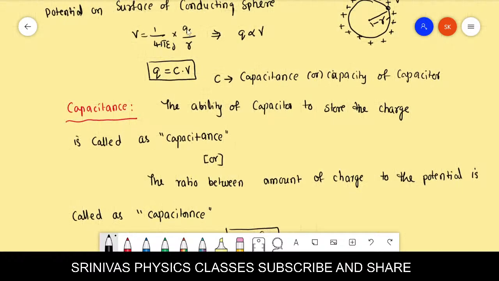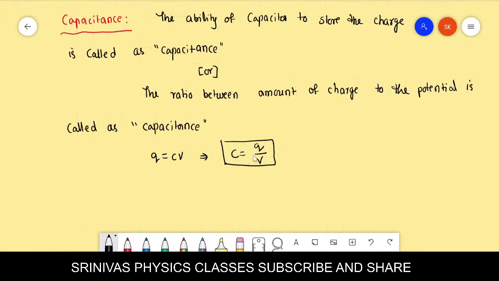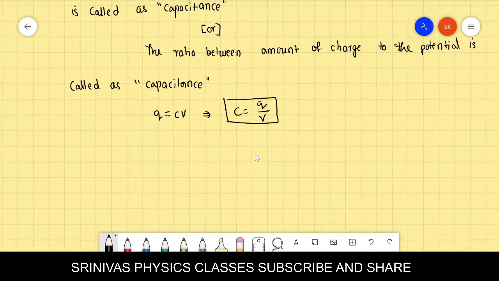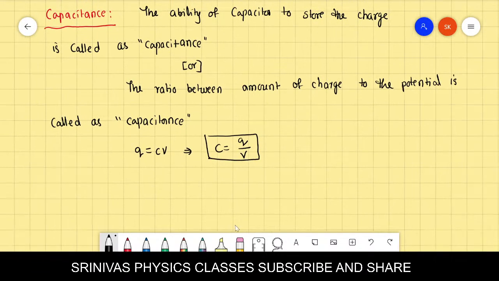You know that charge is proportional to potential. When charge increases, potential increases, then the ratio remains constant. When charge increases, the potential increases, the ratio is constant, right? Okay, this is the definition of the capacitance.